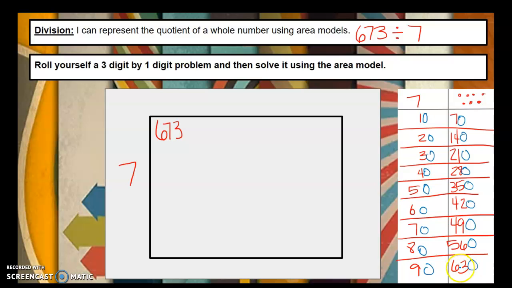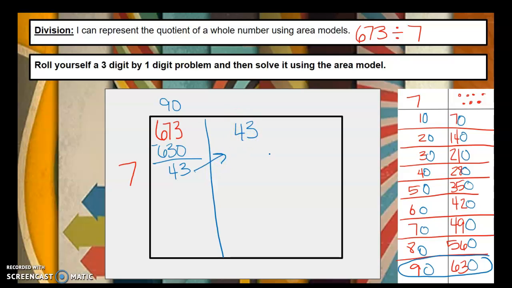Okay, it really did. Look, 630. That's way closer to 673. So I'm going to use these two numbers. So that means 90 groups of 7 gives me 630 that I can take out of there. So when I subtract, I end up with 43. So I'm going to break my area model now and bring just the 43 over here.